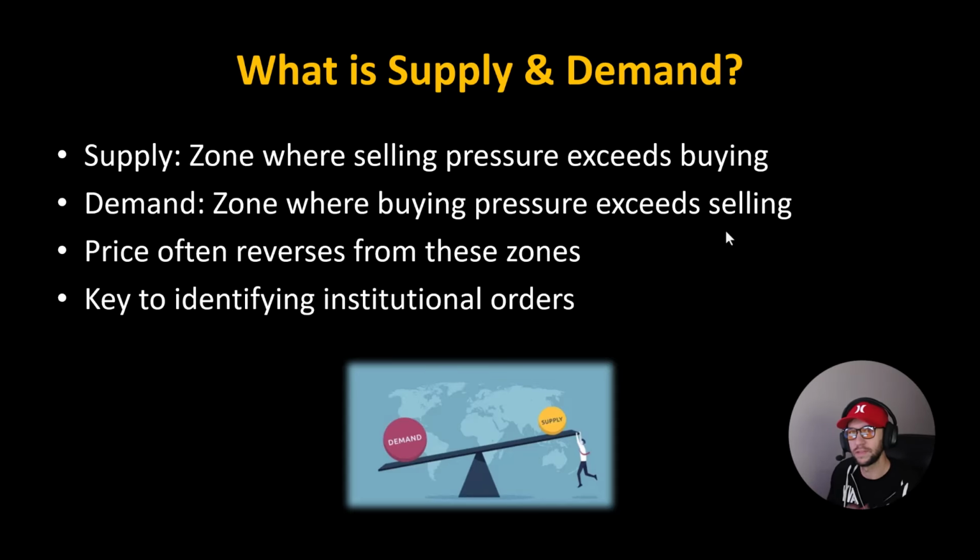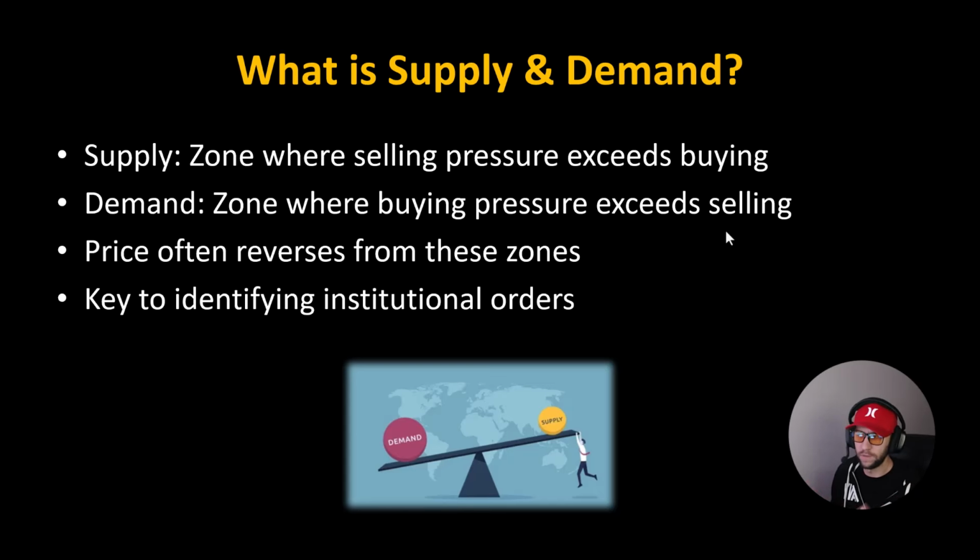So it's very important to pay attention because these zones are not random. They often represent where institutions have placed massive orders. Now, the trick is not just spotting them, but waiting for the price to come back and show confirmation. That's the key, being patient and letting the trade come to you.